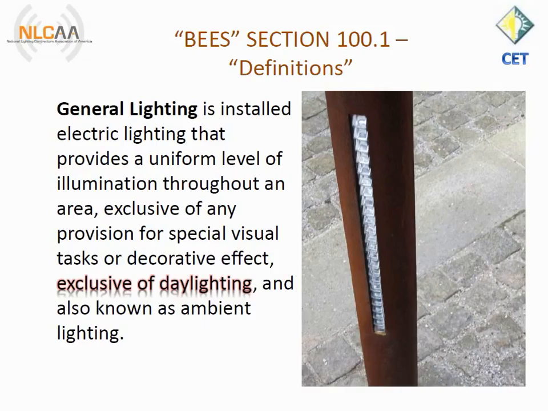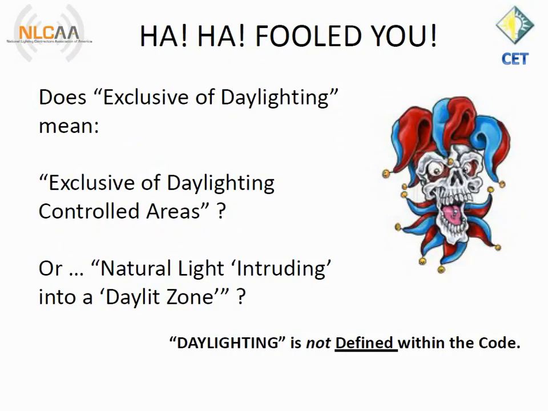We also have a definition of general lighting, and it says it is exclusive of daylighting. But there's no definition of daylighting, so we don't really know what they're talking about. Are they talking about exclusive of natural light coming in the room? That's a good bet. Or do they mean exclusive of other general lighting that is under the control of automatic daylighting controllers? We just don't know. So the author is not even going to hazard a definition here.